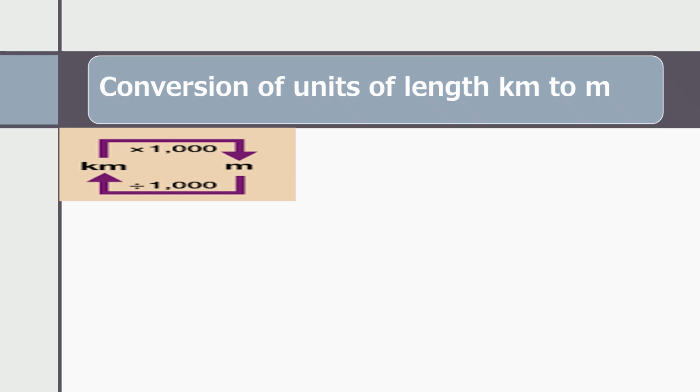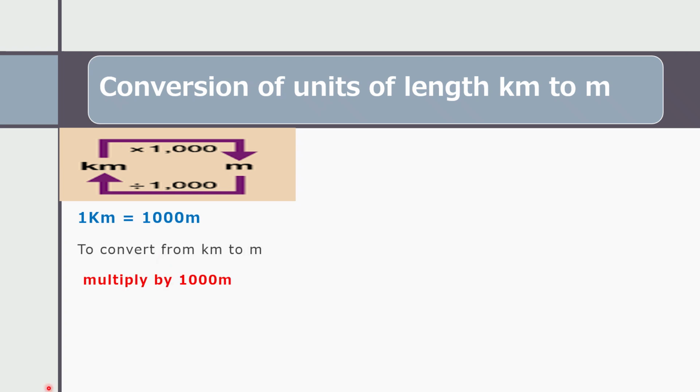Now let's learn how to convert the unit of length from kilometer to meter. Now look at this figure. To move from kilometer to meter, as kilometer is the bigger unit and meter is the smaller unit, we will multiply. As we all know that 1 kilometer is equal to 1000 meter, that's why we multiply the value in kilometer by 1000 to get the value in meter.